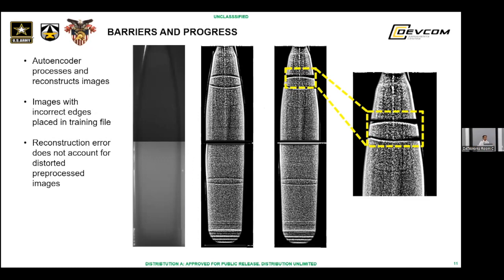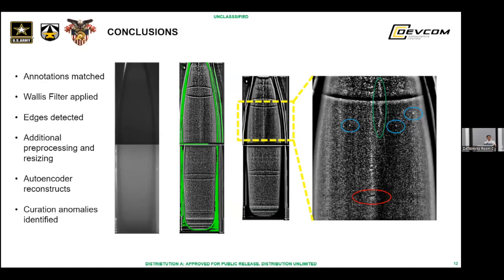And therefore, right now, for conclusions and work done, the annotations were matched. The Wallace filter was applied for pre-processing, and the edge detection was done so I could run it through an algorithm. The autoencoder reconstruction, I have a threshold. The future movements for this project would be looking back at the pre-processing and trying to refine it a bit more, and then moving forward again, just performing the object detection on features with other CNN techniques. Pending any questions, this concludes my brief.